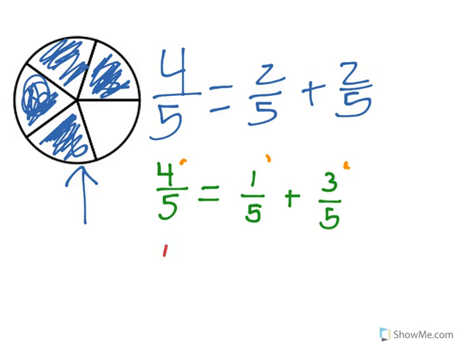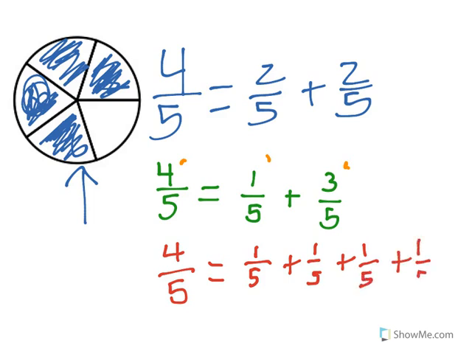So what I want you to do is, in your head, think of another way or another problem that we could add that would equal 4/5. How about 1/5 plus 1/5 plus 1/5 plus 1/5? I know that this will work because 1 plus 1 plus 1 plus 1 equals 4. This is composing a fraction.